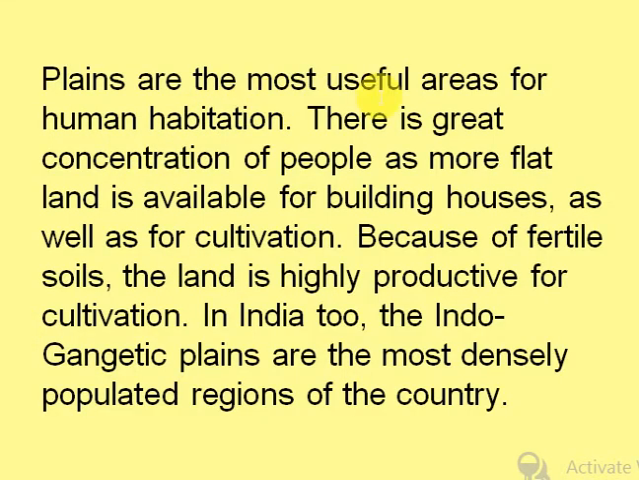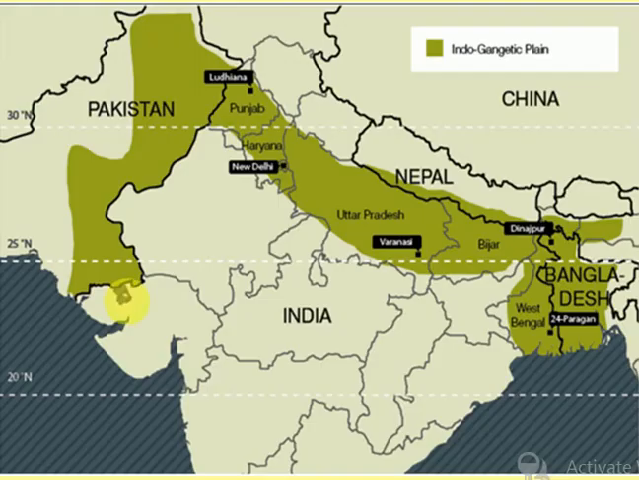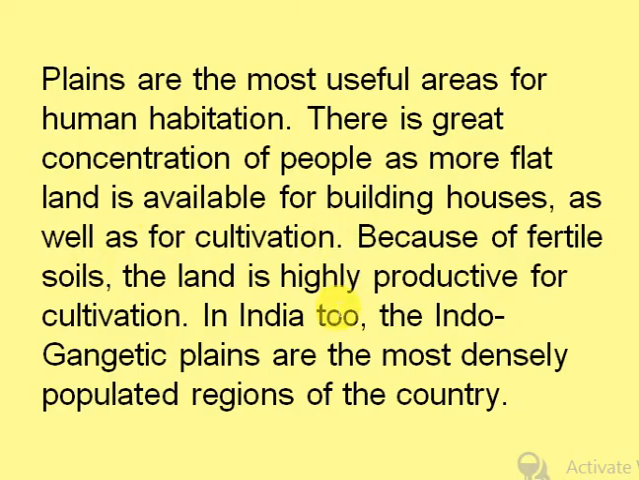Now plains are the most useful areas for human habitation. There is great concentration of people as more flat land is available for building houses as well as for cultivation. Because of fertile soils, the land is highly productive for cultivation. In India too, the Indo-Gangetic plains are the most densely populated regions of the country. So this is the Indo-Gangetic plains. They are densely populated plains of the country, you can say.